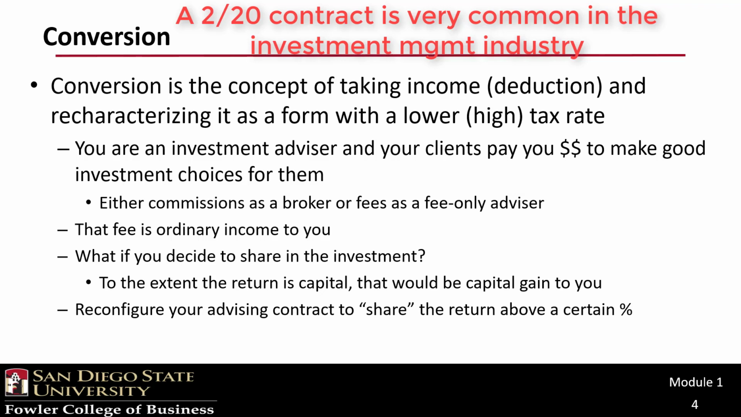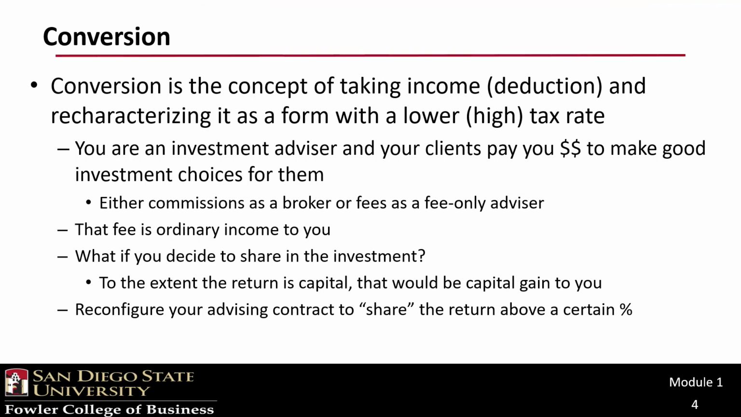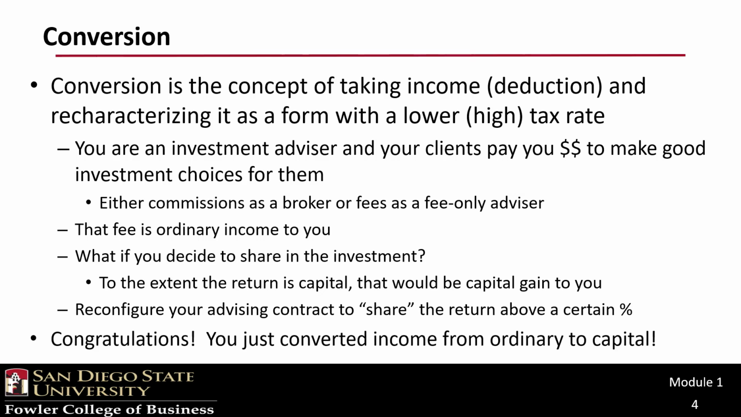So you say, well, look, if I beat the Standard & Poor's or the Dow Jones Index for the year, then I'm going to keep 20% of that excess return over the Dow Jones or the Standard & Poor's 500 return. By doing so, you've just converted your income from ordinary fee income to capital gain income. That's what conversion is all about.